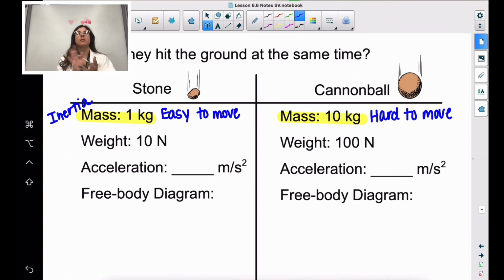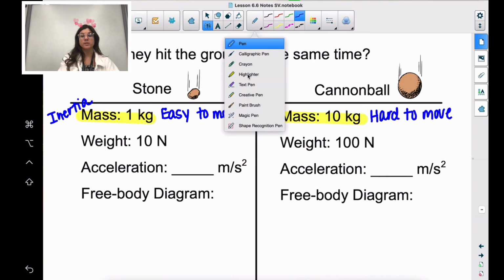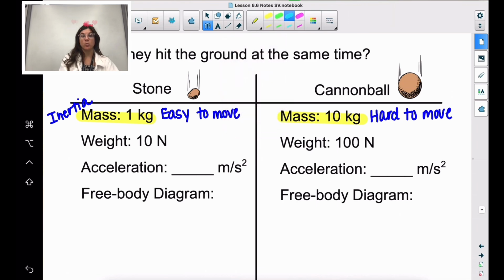Just looking at the mass, something that's easy to move, I would think, would fall very quickly because it's easy to fall. And something that's very heavy, with a lot of mass, I would assume would resist falling a little bit more. So we've got this easy movement for the stone and this very difficult movement for the cannonball. But let's talk about forces now, because we know that forces are definitely at work here.